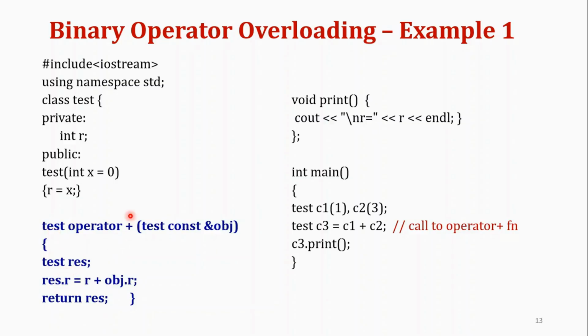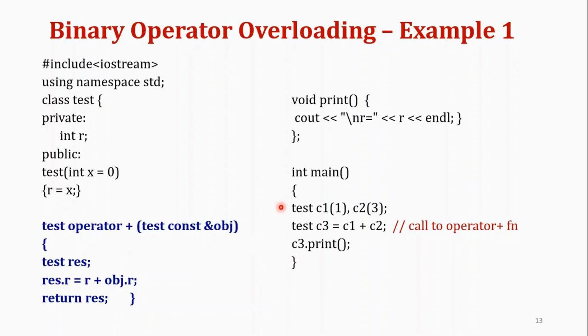Okay, so this is the operator plus function. It is adding two objects. I'll tell you how it is working. The print function displays the r value of the respective calling object. So that is the end of the function, and the end of the class. The test class has a private data member r and a one parameter constructor. By default the value is x equals 0, and later on we can change the x value. So x will be given to r, and our operator plus is going to add the two objects' r values. That value is returned to the new object res.r.